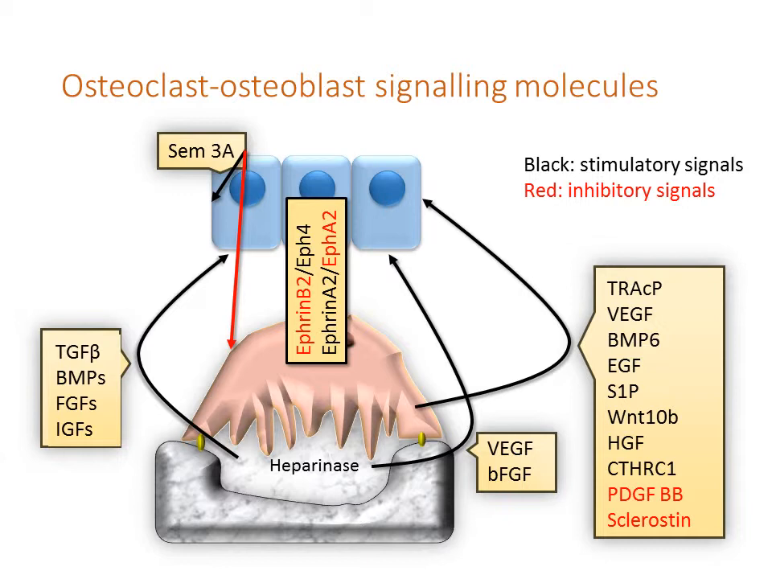Bidirectional signals can be the semaphorin 3A released by the osteoblast that stimulates osteoblasts and inhibits osteoclasts, whereas bidirectional cell-cell contact signals are related to the ephrin pathways. And here you see a number of clastokines released by the cells. Many of them are stimulatory, some of them are inhibitory.